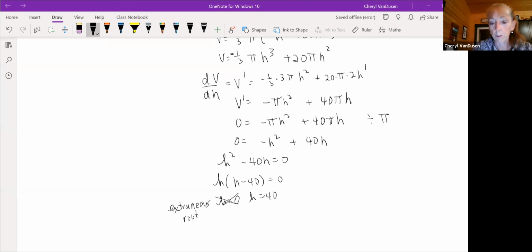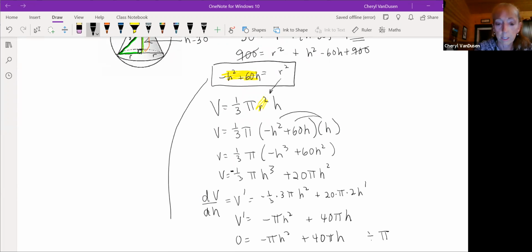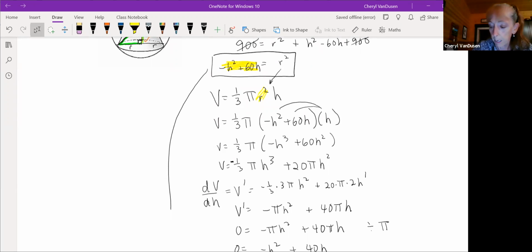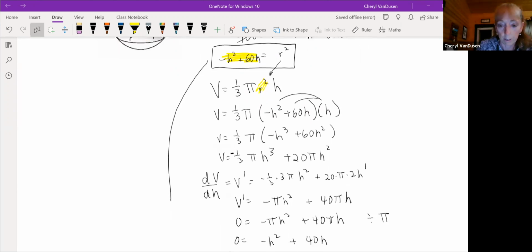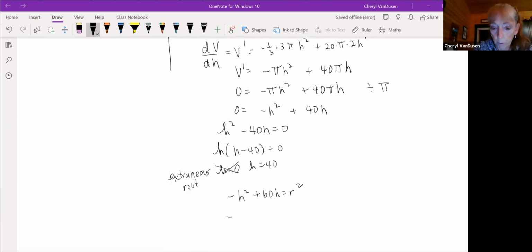Okay, so now we know the h value. So we have to go back and find the r value. So we need to take this statement, which was minus h squared plus 60h equals r squared. Let's put that down here. Okay, because we got to go back and find our r value. So we had minus h squared plus 60h equals r squared. Put our 40 in there. Again, I don't like my h being minus, but whatever. Okay, grab our calculator out and work that out. Let's see what we get there.